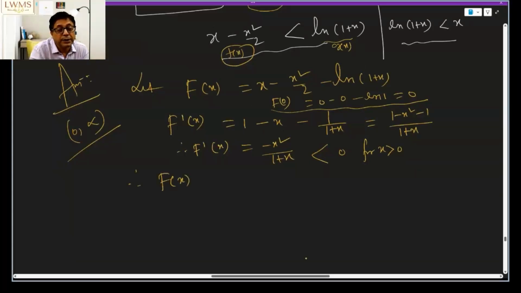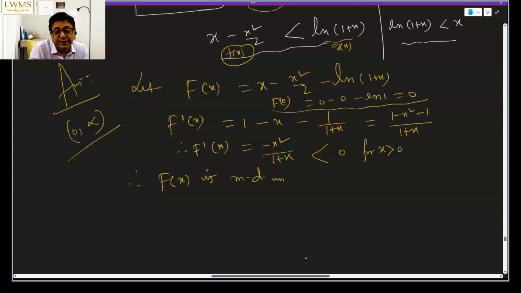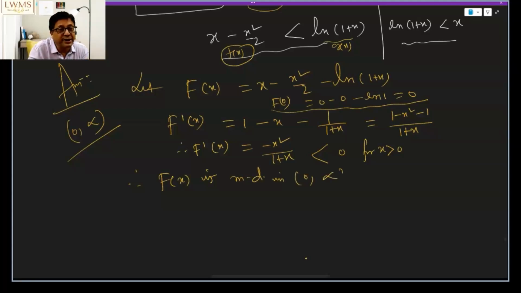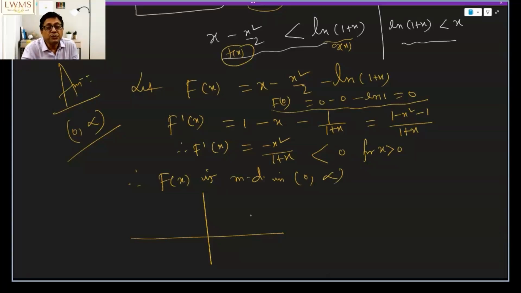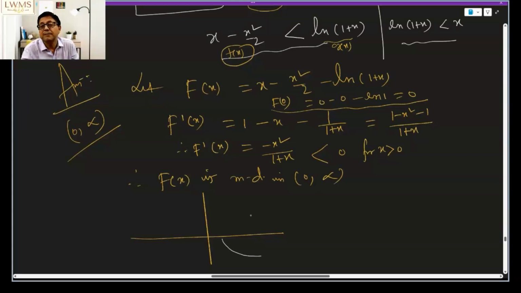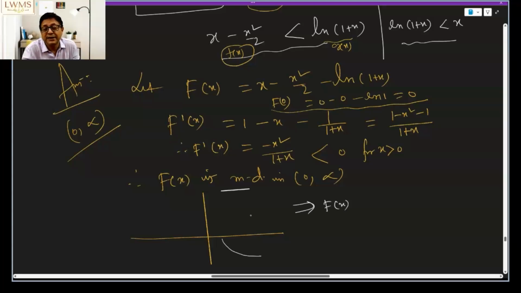Therefore, fx is monotonically decreasing in 0 to infinity. Am I clear? Monotonically decreasing in the interval 0 to infinity. And the starting value negative. So don't you think that graph is going to be like this? So fx remains negative throughout the interval. Just as we have told, this implies fx is less than 0.